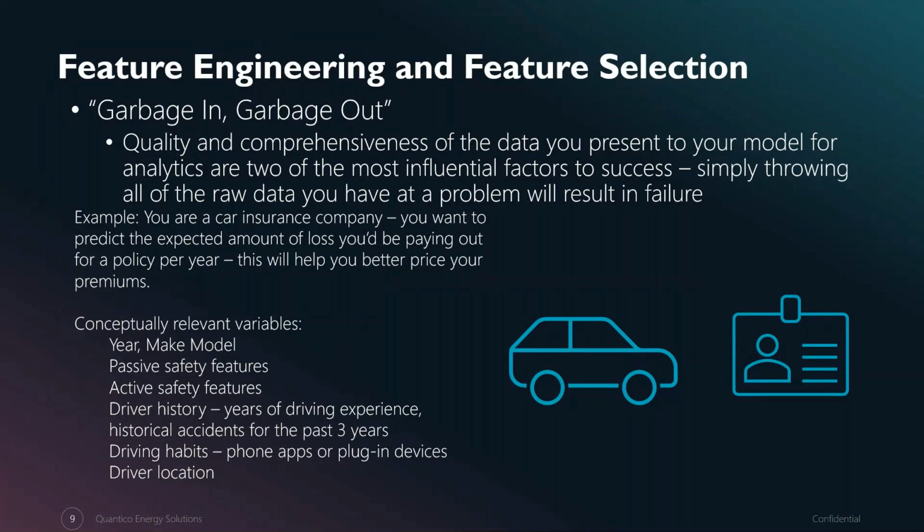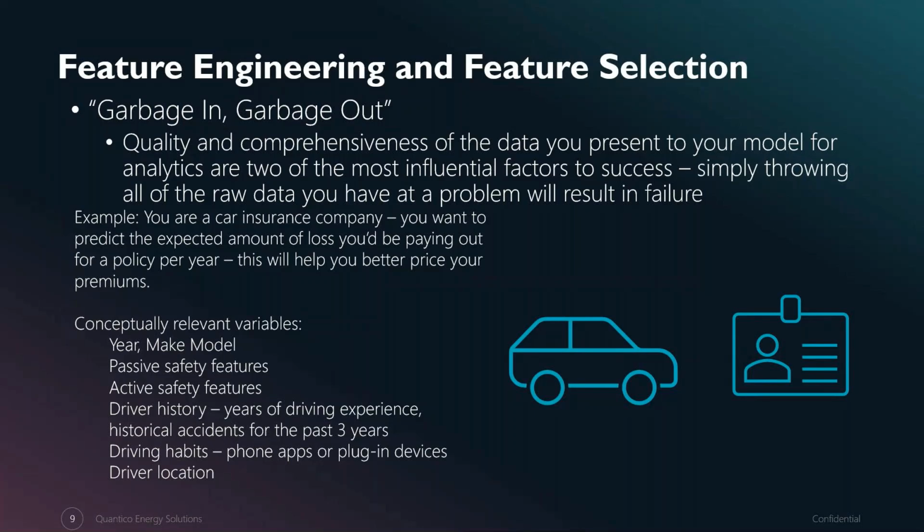Let's pretend you're a car insurance company and you want to predict the expected amount of loss that you'd be paying out for a policy each year. This means, how much money theoretically over the course of a policy's lifetime you're paying out in claims divided by the number of years that policy has been in effect. And this helps you better price your premiums. If your premiums are lower than this expected amount of loss, then you're paying out more money on the claims than you're making. And if you price your premium higher, then you'll be making money. However, the higher you price your premiums, the less competitive your policy product is.